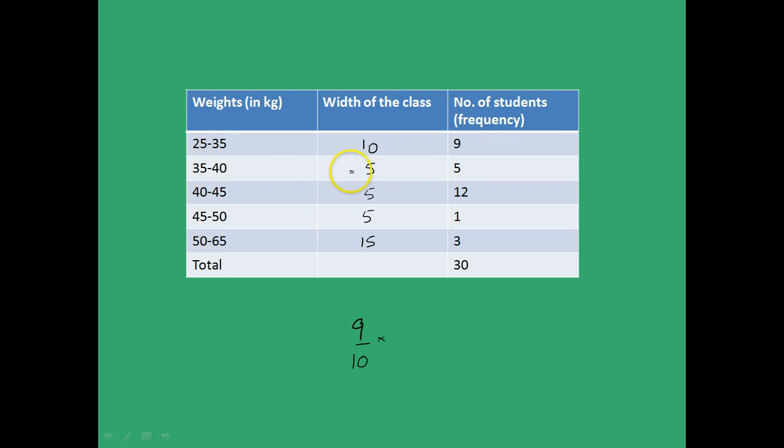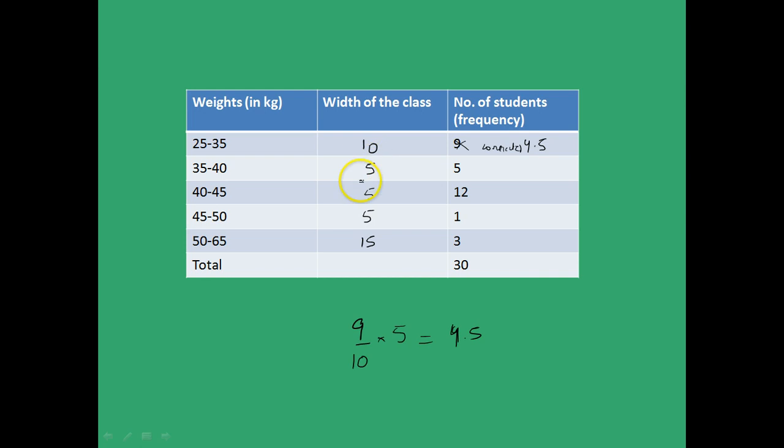So for a class with width 5, this frequency can be changed to 9 by 10 into 5, which is equal to 4.5. So a true representation would be to have a rectangle with the width 10 but the frequency not equal to 9 but equal to 4.5. So these are corrected values for a histogram.